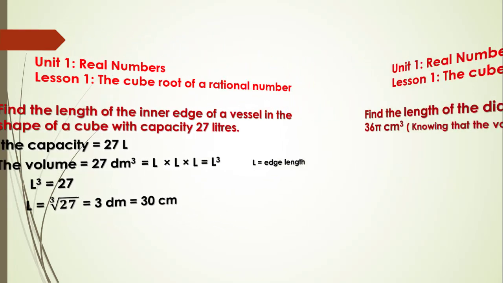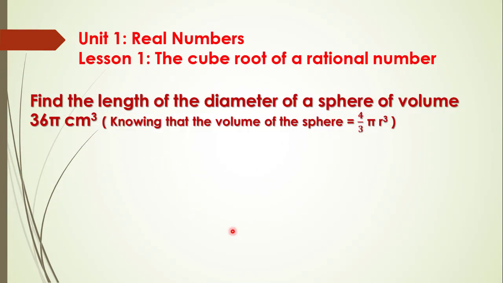One more exercise. Find the length of the diameter of a sphere of volume 36 pi. It's given that the volume of the sphere equals 4 over 3 pi r to the power 3. Let's write that the volume of a sphere V equals 4 over 3 pi r to the power 3. This is the volume of any sphere. Here the volume of our sphere is 36 pi. So 36 pi equals 4 over 3 pi r to the power 3. We can notice that we have pi here and pi here. So divide by pi.